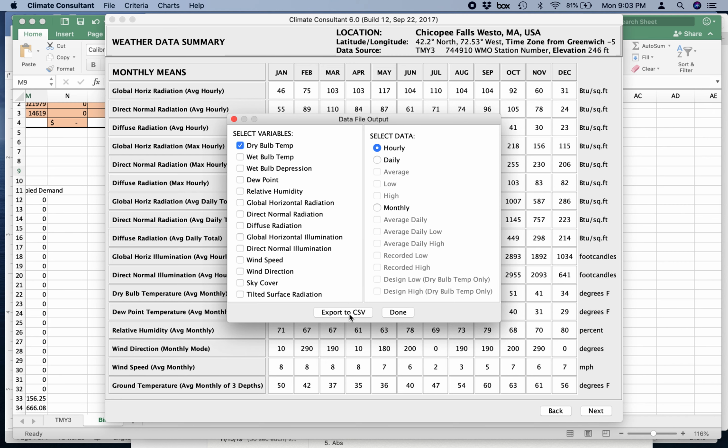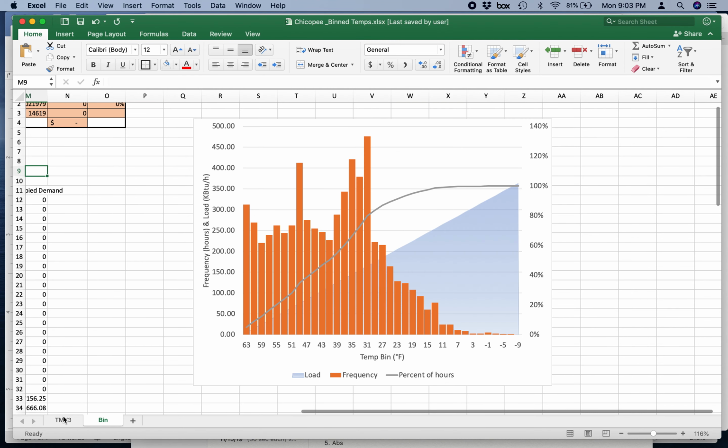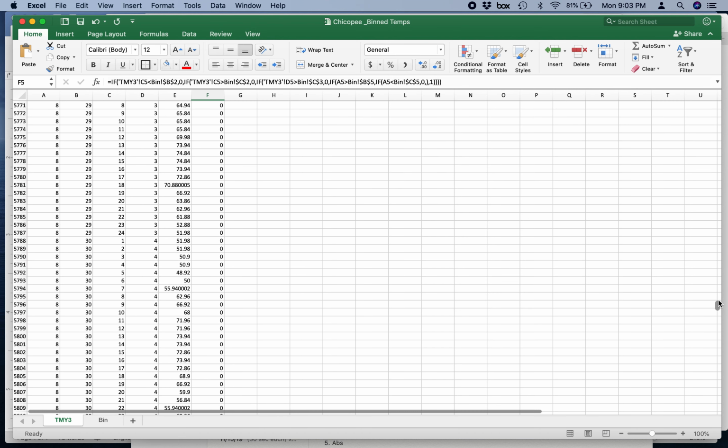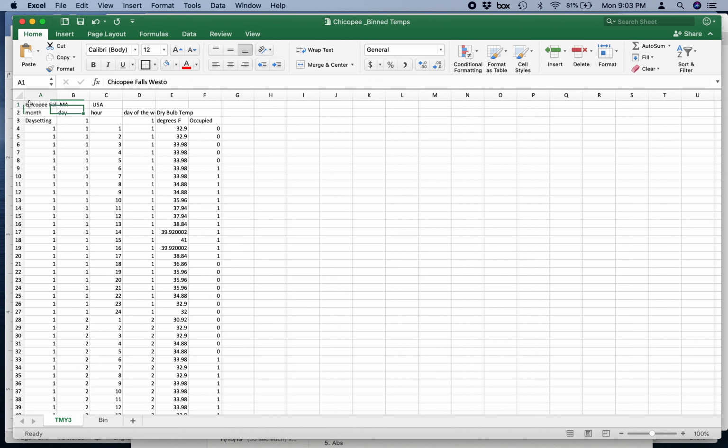Now, I'm not going to export the CSV because I've actually done it, but what happens is you're going to get a CSV, and in this case, I've pasted it into a tab in another spreadsheet, and it comes out very simple. It says Chicopee Falls, it's got the location, month, day, and hour for each of those hours, right? And now I want to know the day of the week, because it's not enough to know what the month and the day and the hour are. We need to know, is it a Monday through whatever Saturday?